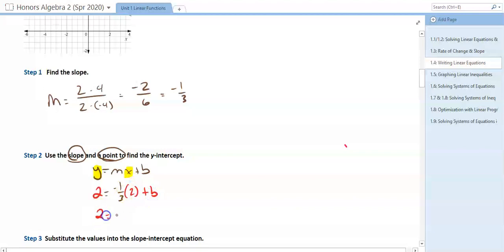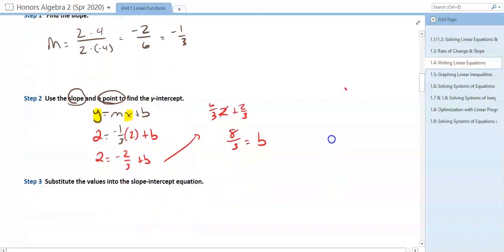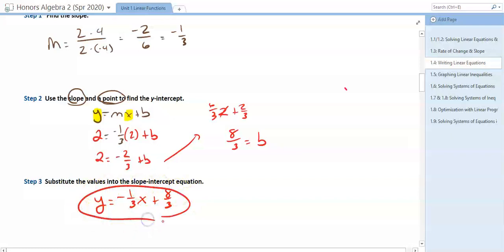We're going to end up with a fraction here when we multiply this out and solve for the b. So we're going to add the 2/3 across. And so we're going to get 2 plus 2/3. That becomes 6/3, which gives us 8/3 is equal to the b. And so what that means is that substituting the values in, we get y equals -1/3 x plus 8/3 is the slope-intercept form of this line.